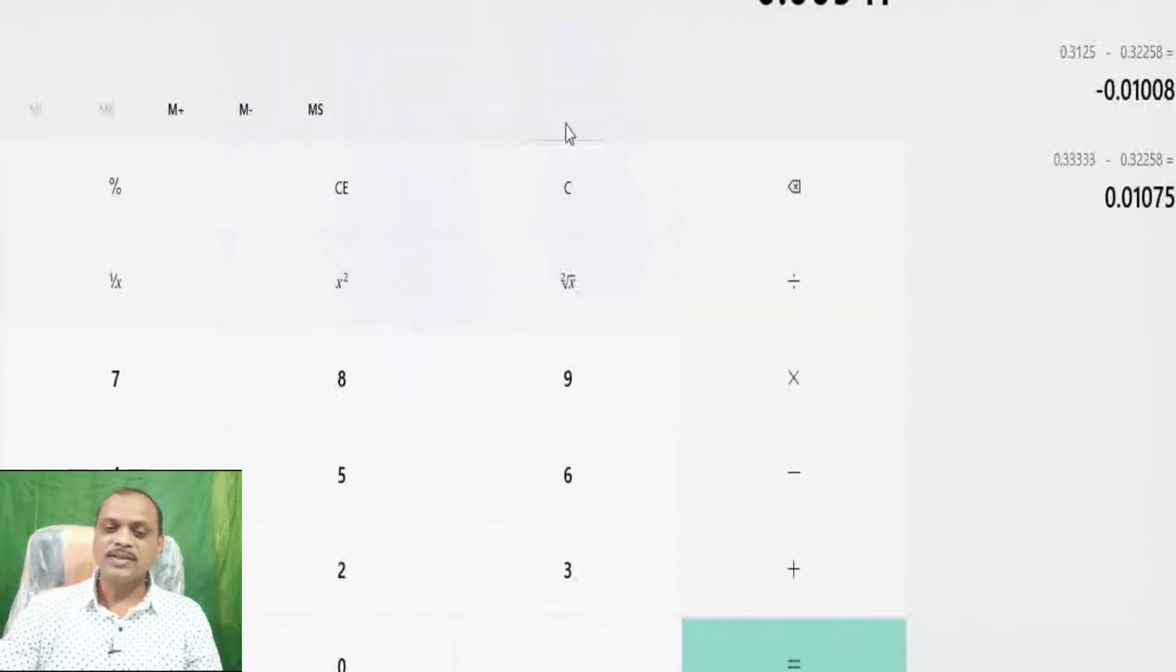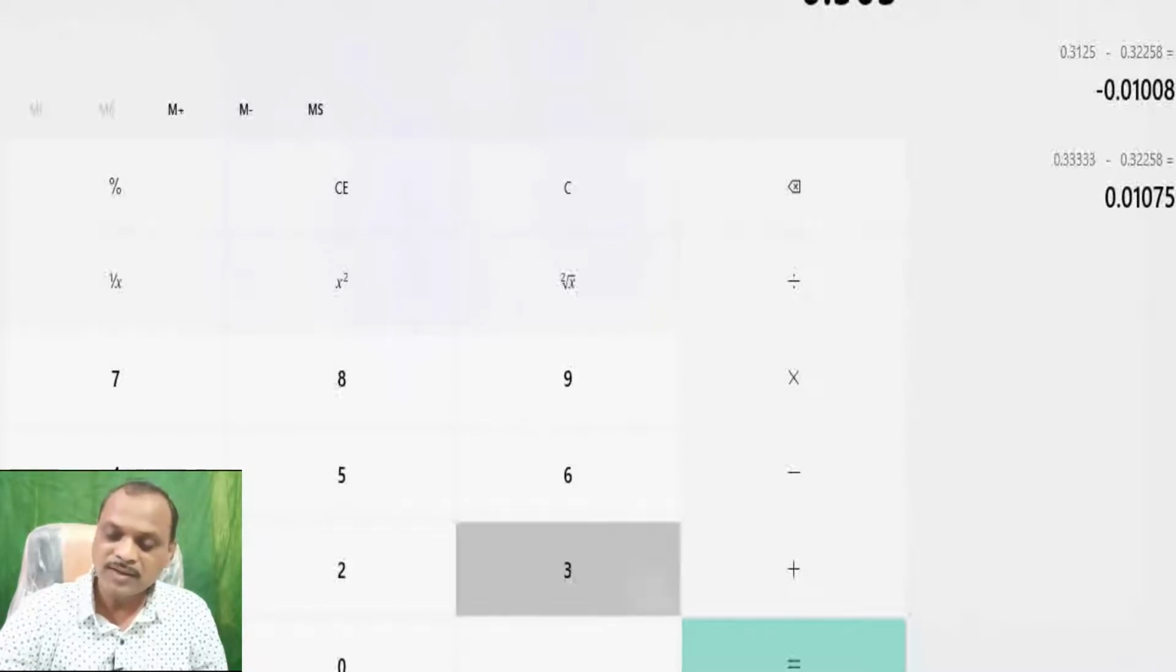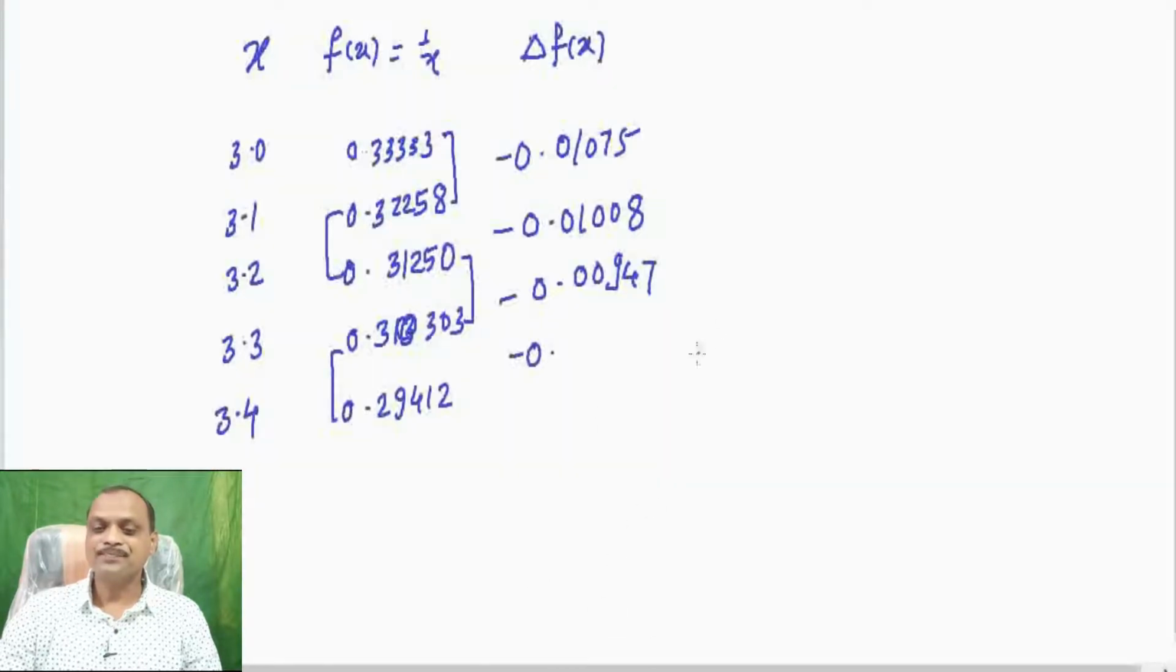So let us calculate this here, clearing all this. The difference of these two, that is 0.29412 minus 0.30303, and it is minus 0.00891. This is minus 0.00891, and we get this difference.